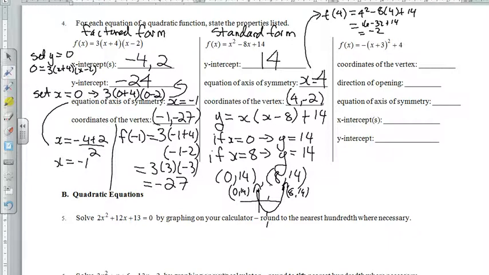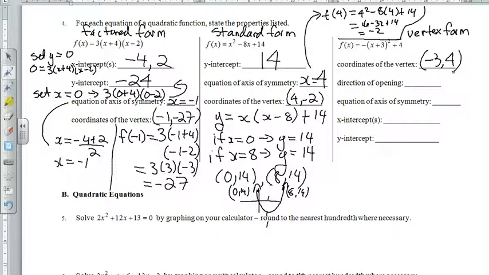This one is in, all right, what do we call that form? Vertex form. This is in vertex form. So 3 forms of quadratic equations, right? Standard form, ax squared plus bx plus c, factored form, and vertex form. So if it's vertex form, what's the vertex? Negative 3, 4.